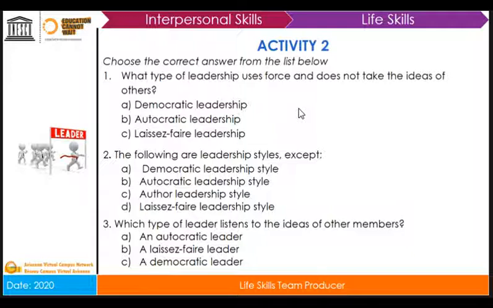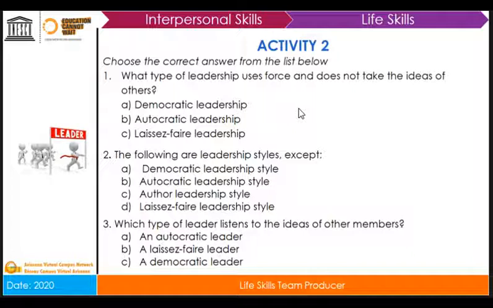Hello, dear learner. After understanding the different leadership styles, I now want you to do activity 2 by answering the following questions. The instruction is: choose the correct answer from the list below.